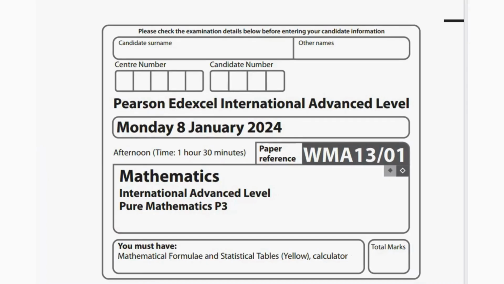Today we're going to do IAL Edexcel International Advanced Level Maths, Pure Maths Paper 3 for January 2024. In this video, we'll discuss all of the topics that can come in Paper 3 and give a detailed walkthrough and make sure that you have a better understanding of each topic.